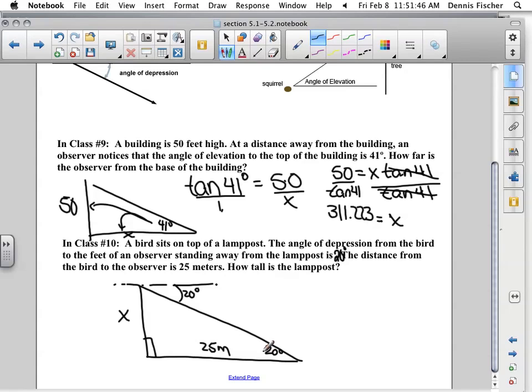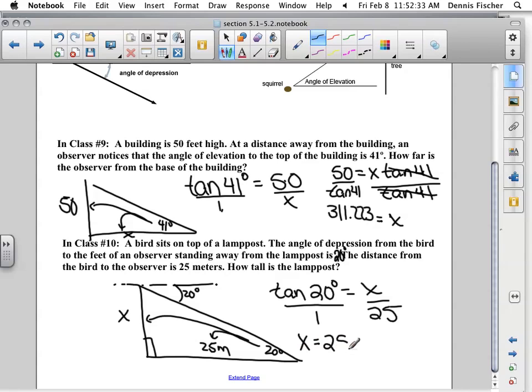Now, if I wanted to find this one, tangent of 20 is equal to x over 25. If we're looking at this angle, it's opposite and adjacent. So tangent of 20 degrees equals the opposite side, which is x, over the adjacent side, which is 25. Cross multiply: 25 times tangent of 20 degrees. You get 55.9.